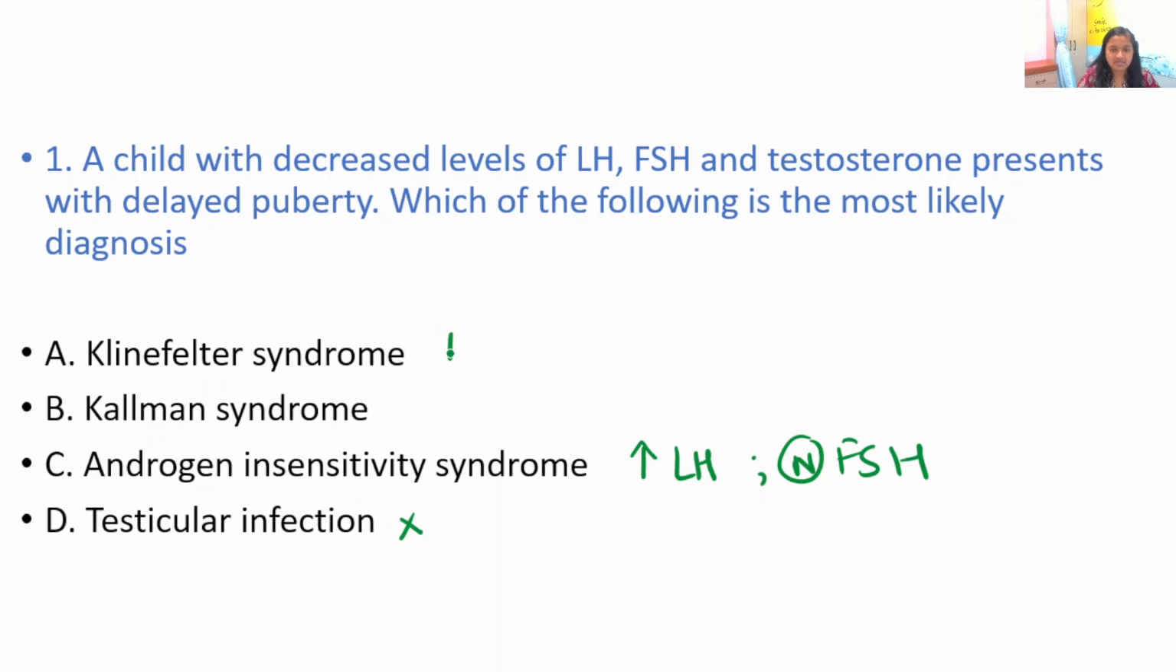Klinefelter syndrome usually has increased levels of LH and FSH, as there is low testosterone, there is increased LH, FSH. And Kallmann syndrome is hypogonadotropic hypogonadism. That is, hypogonadotropic means low levels of LH, FSH, and hypogonadism means low levels of testosterone and delayed puberty. So the answer over here is Kallmann syndrome, hypogonadotropic hypogonadism, and that explains the decreased LH, FSH and testosterone.